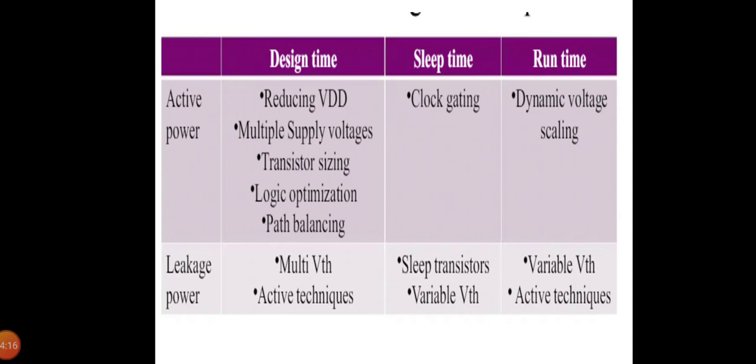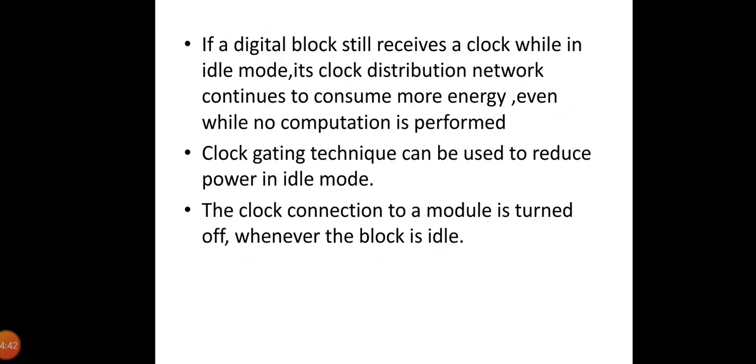in the late 1980s. In this approach, the main clock connection to a module is turned off whenever the block is idle. However, clock gating doesn't reduce the leakage power of the idle block. So more complicated schemes to lower the standby power have to be used, such as increasing the transistor thresholds or switching off the power rails. And now let us focus on the design time power reduction techniques.